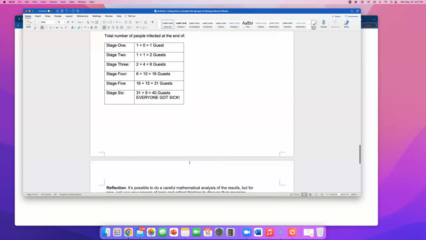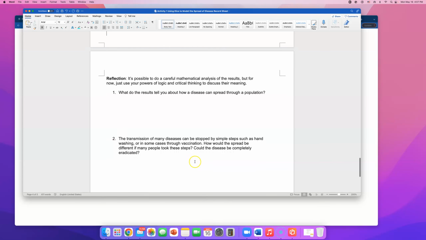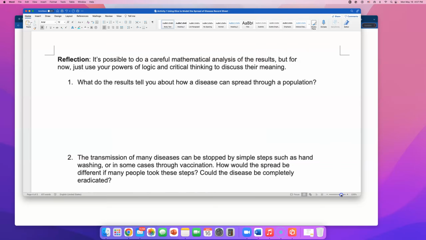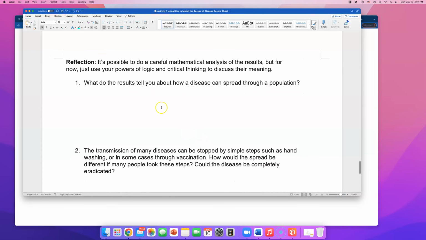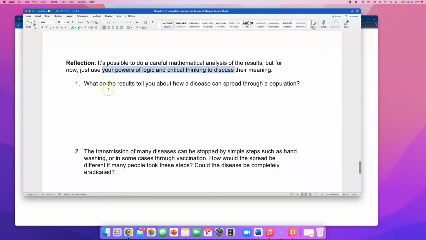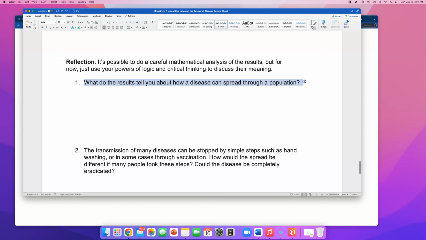So what I'm going to ask you to do is type up these reflection questions, okay? I won't do them with you. I'll just read the first one. It's possible to do a careful mathematical analysis of the results, but for now, just use your powers of logic and critical thinking to discuss their meaning. Number 1, what do the results tell you about how a disease can spread through a population?